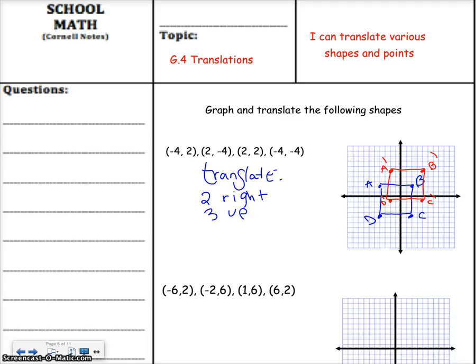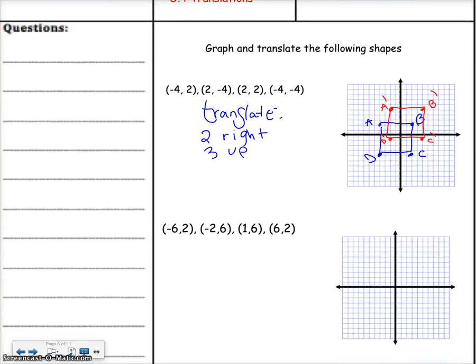Fight the urge to connect them. It is not a cube, even though some of your eyes might be like, oh my gosh, I want to connect the D's and the A's and the B's and the C's. Don't do it, okay? I do not want you to do it because you can't turn this to 3-dimensional. We're just moving it in a 2-dimensional plane here.